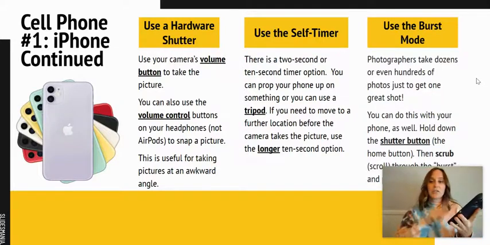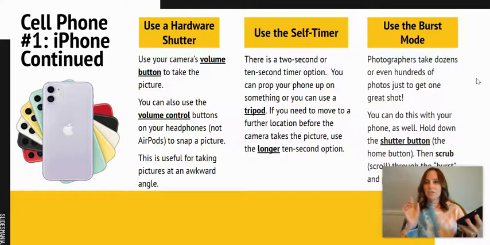Normally, when you take a picture, you press the shutter button once, it takes one picture. If you hold the shutter button down, it's going to take a burst, a bunch of photos, and it will show you the one it finds to be the best one. And then you can delete the other pictures or choose to keep them all. It's up to you.